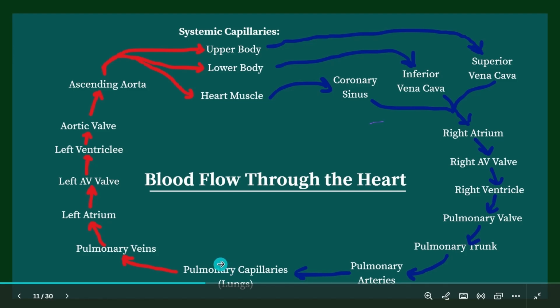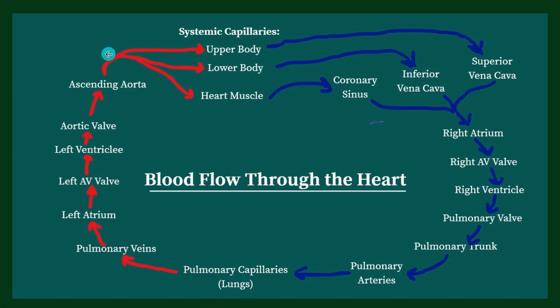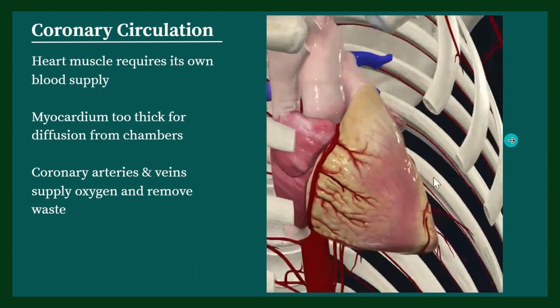They get oxygenated, and it goes through the left side, all the stuff, up to the ascending aorta, and then it dips down to the lower body, or it goes around to the heart muscle, or it goes up into the upper body. All right, so that's a nice chart.